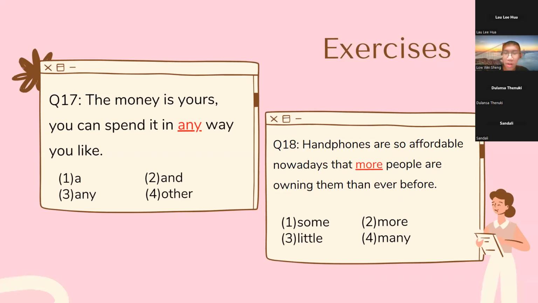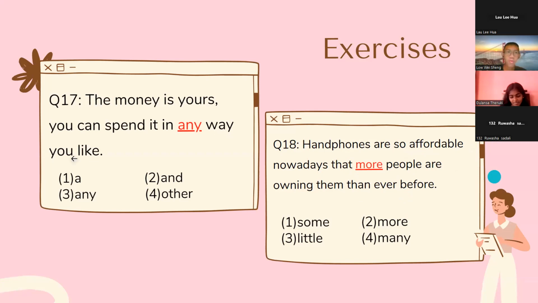This sentence simply means that because now handphones are so cheap, there's more people. So if you compare now to like 10 years ago, 20 years ago, 30 years ago, there's definitely more people owning smartphones now. That's what this sentence means, if you're not sure what it means. Affordable means cheap.